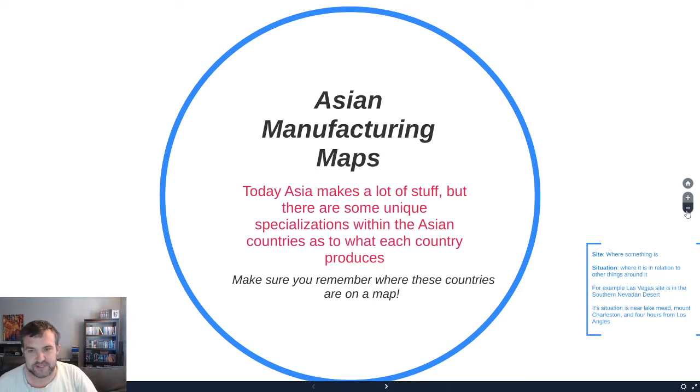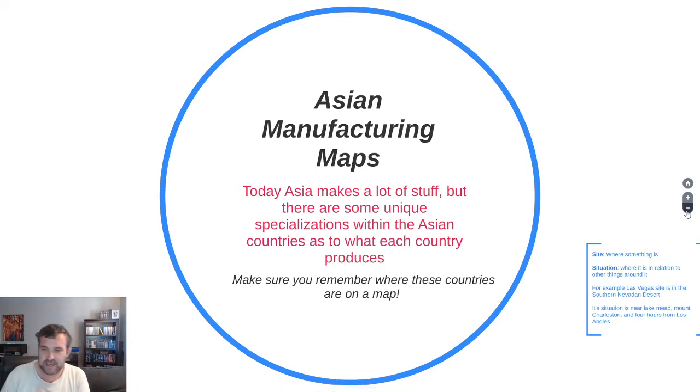Alright, so Asia makes a whole lot of cool stuff, and every Asian country has their own sort of specialization, something they do better than anybody else. So I want you to remember where these countries are, especially on a map. I want you to visually know where they're at. That's an important part of this lesson as well.